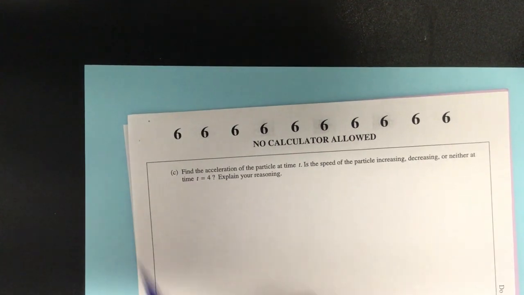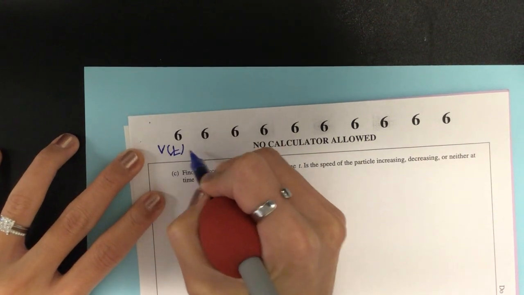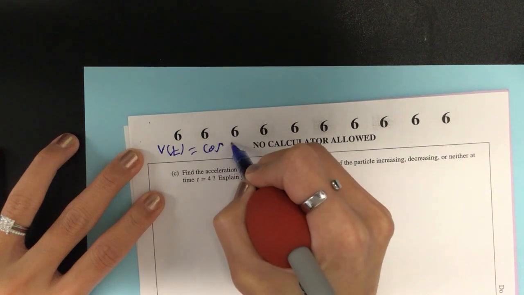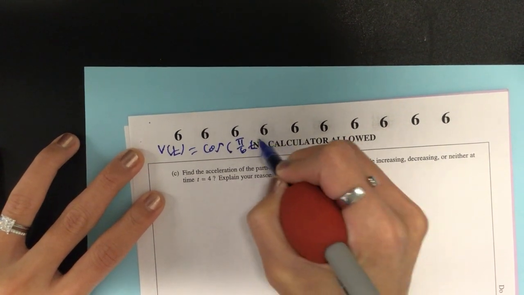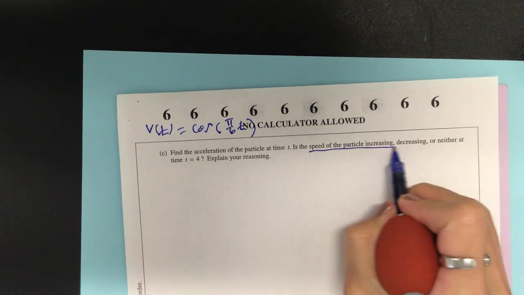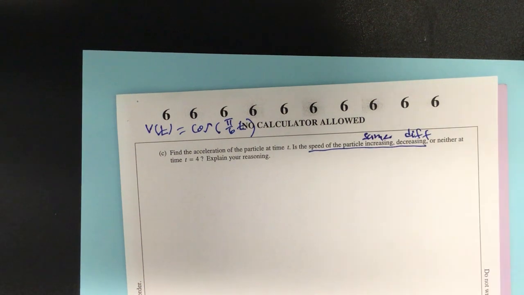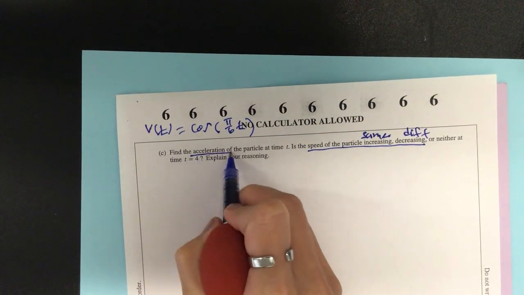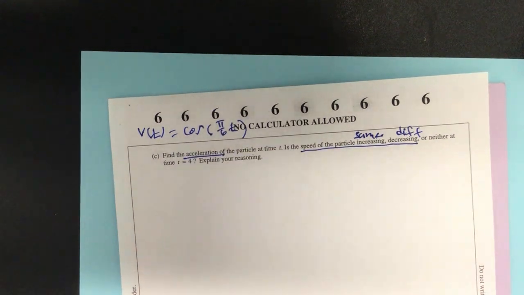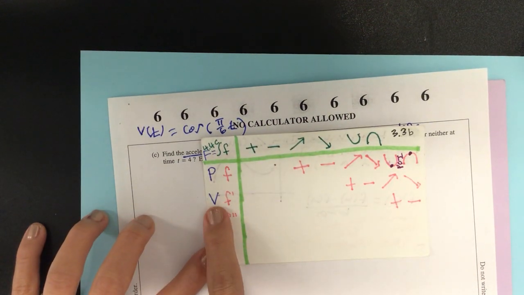Very good. So let's start off by writing out the velocity on top here, just so that we're not flipping back and forth. V of t is equal to cosine of pi over 6t. And let's underline on here, we have increasing or decreasing. That's going to be the same sign for increasing, different sign for decreasing, and underline one more value, acceleration. Would you agree acceleration is a derivative of the velocity? And if you forgot what that was, the acceleration is a derivative of the velocity.